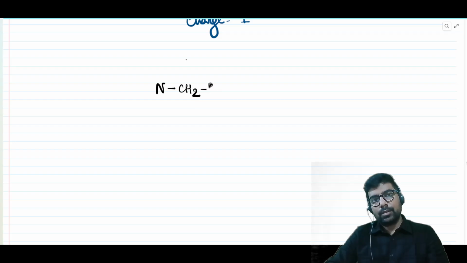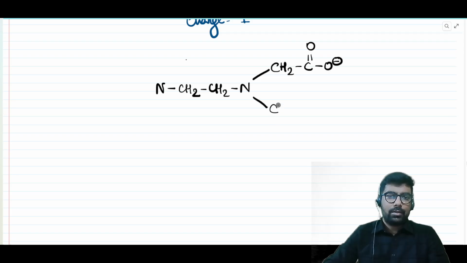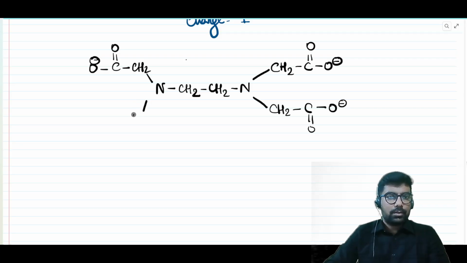NCH2, CH2N. We will replace the hydrogen with CH2 C double bond O minus. All the ethylene diamine hydrogens attached to the nitrogen are replaced by CH2 C double bond O minus, CH2 C double bond O minus, CH2 C double bond O minus.